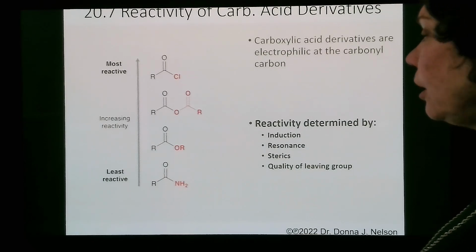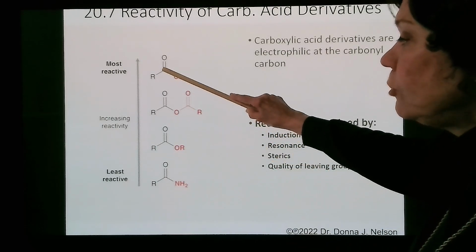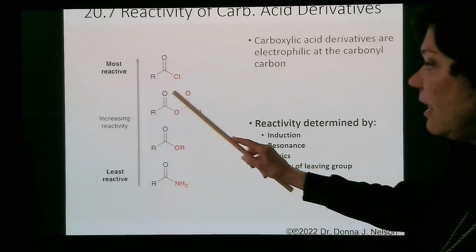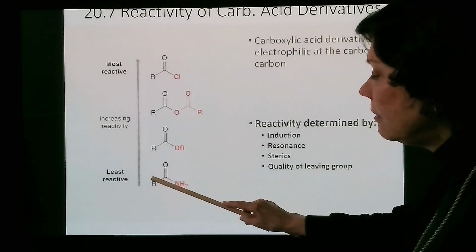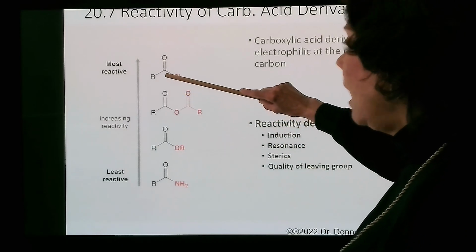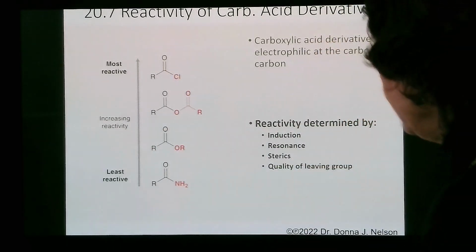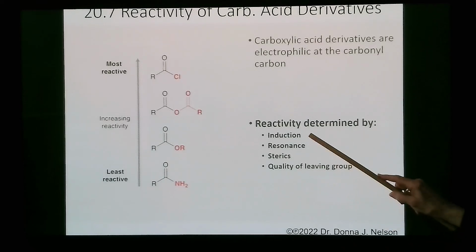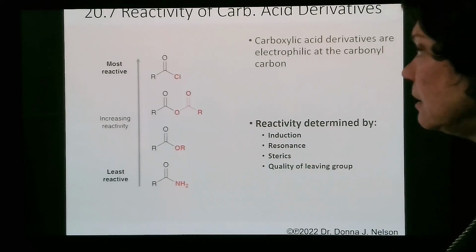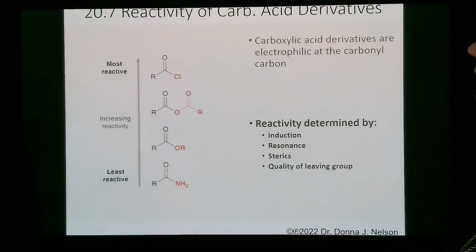Now, as I mentioned earlier, the acid halide is most reactive of these carboxylic acid derivatives, then the anhydride, then the ester, then the amide. And these are very electrophilic at the carbonyl carbon. The reactivity is determined by induction and resonance and sterics and the quality of the leaving group. So let's look at some of the reactions that these will undergo.